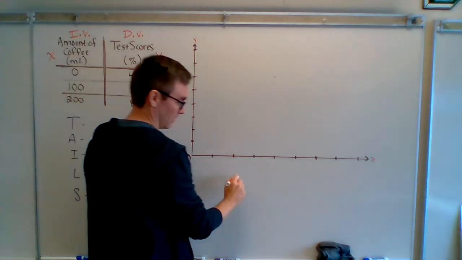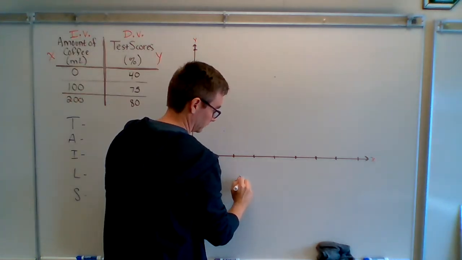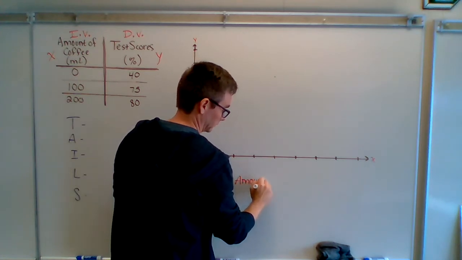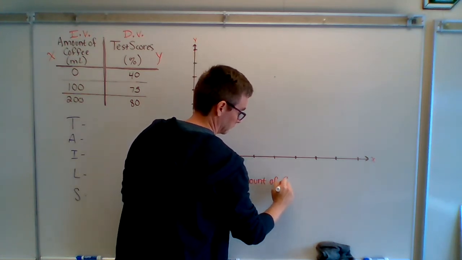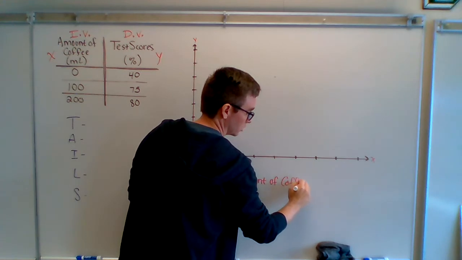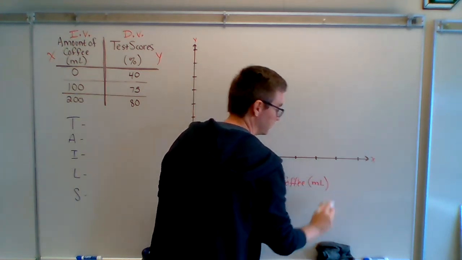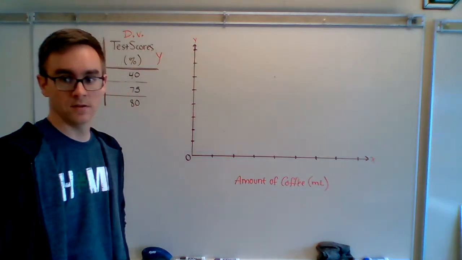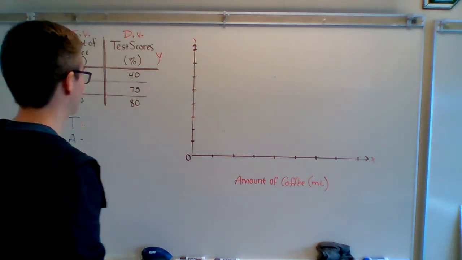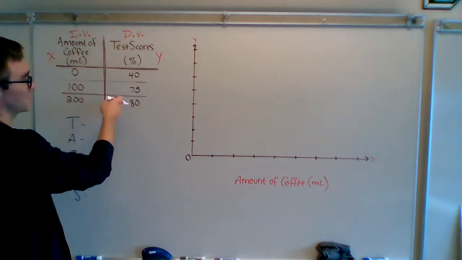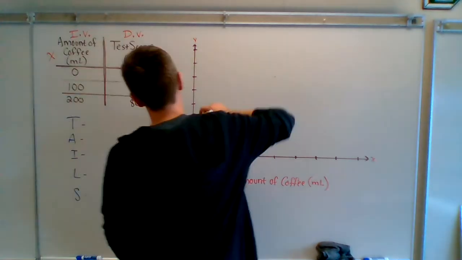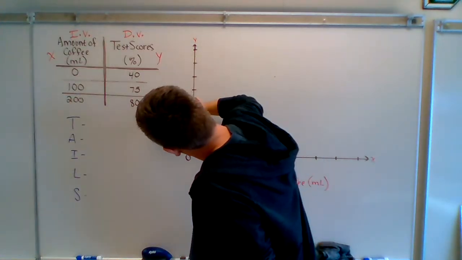So I should have amount of coffee. Again, I should always include my units, in parentheses, milliliters. All right. That means my test scores here are going to be my y-axis.